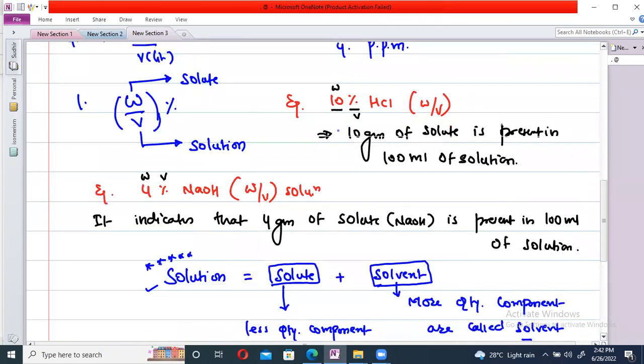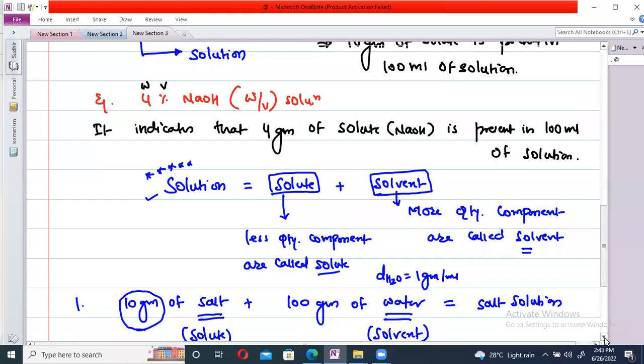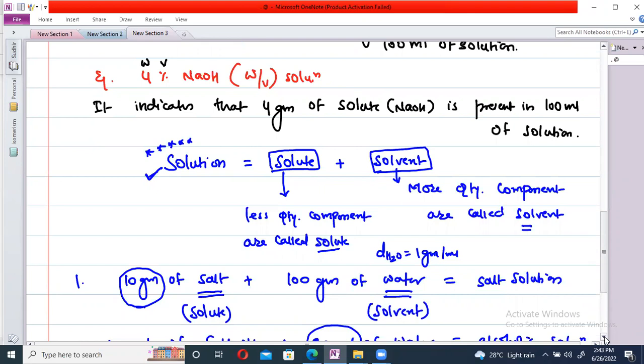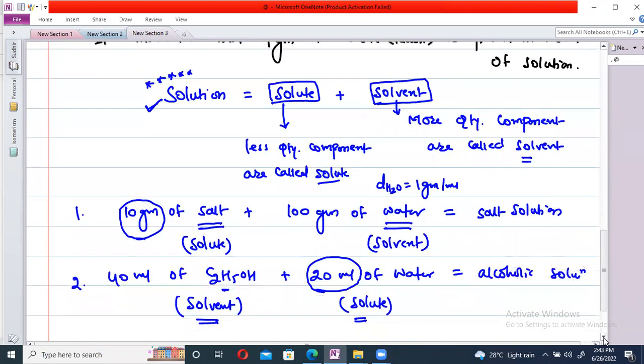Now I have taken some examples here. 10% W by V HCl: 10 gram of solute present in 100 ml of solution. 4% NaOH solution: 4 gram of NaOH present in 100 ml of the solution. What does solution mean? It is made up of two components: the less quantity component is called the solute, and the more quantity component is called the solvent, and together they form the solution. So these are a few examples I have given for you.